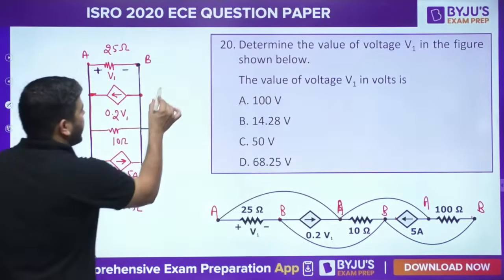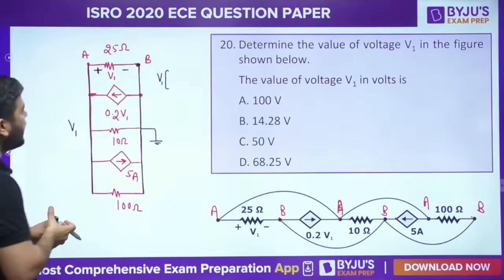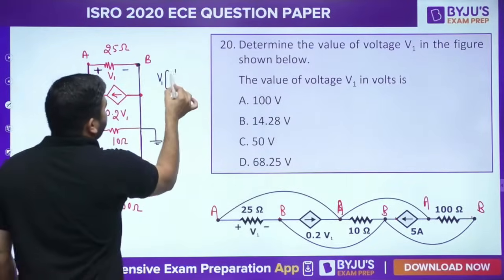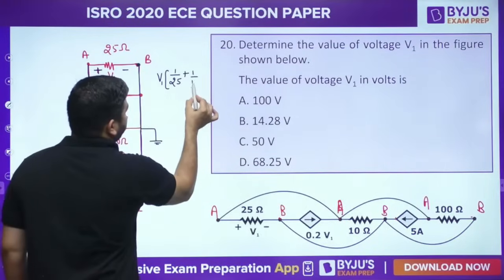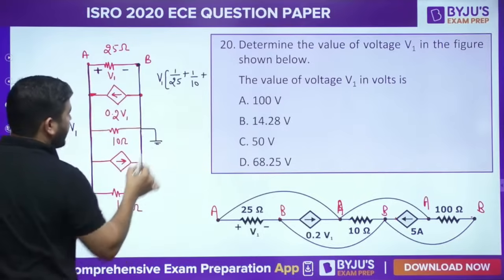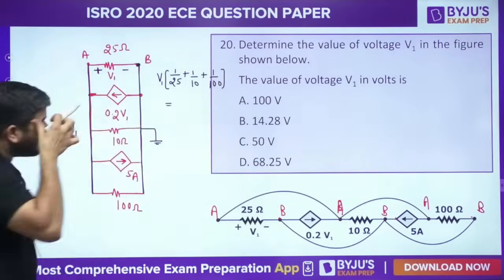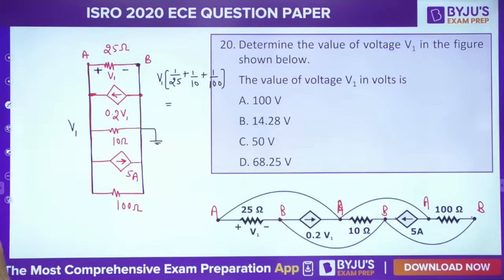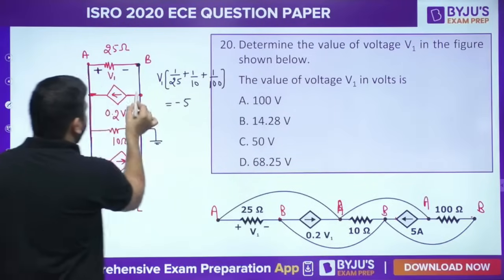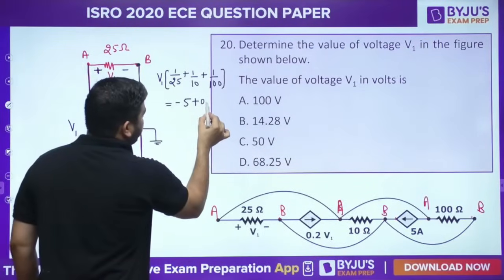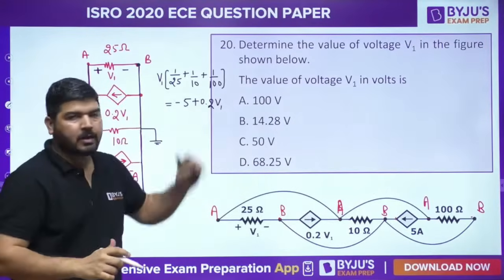How to apply nodal? Tell me, guys. What is the coefficient of V1? The coefficient of V1 is 1 by 25 plus 1 by 10 plus 1 by 100. And that is equal to entering current in this node. How much current is entering? This current is leaving, so it's minus 5, and this current is entering, 0.2 V1. So this way you can write the nodal.